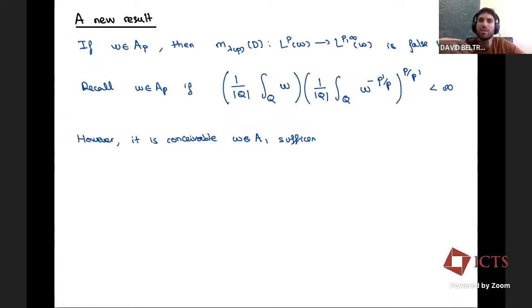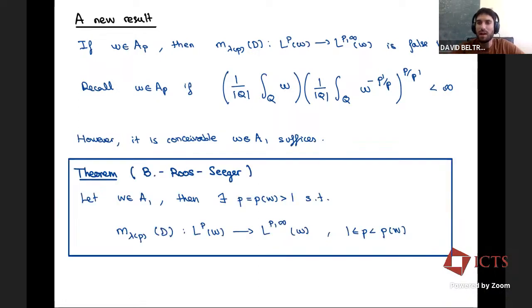So let's not aim for the class AP because we know it's false, but let's put in the smallest possible AP class, which is A1, because the AP classes are all contained in one another. And thus, can we extend Vargas' result in the very same class for some larger P's? We have given some partial answer towards that question.